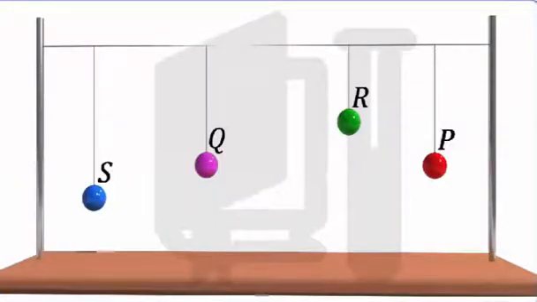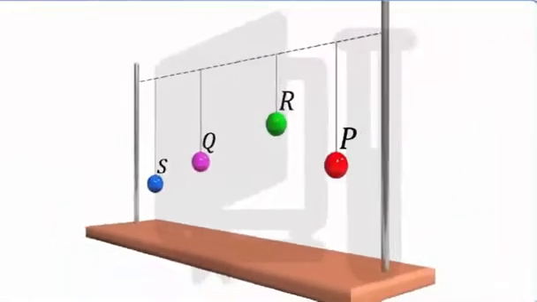Consider 4 pendulums P, Q, R, and S suspended from a rigid support as shown. The lengths of the pendulums P and Q are equal. The lengths of the other 2 pendulums R and S are different from that of P and Q. Initially, all the pendulums are at rest and hence do not oscillate.